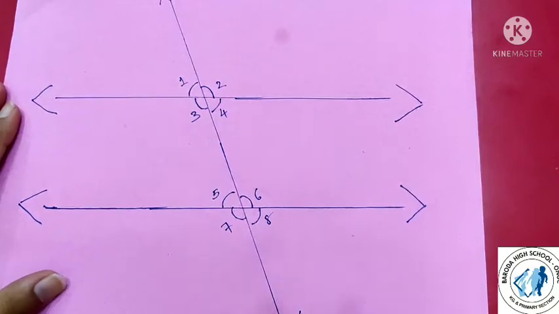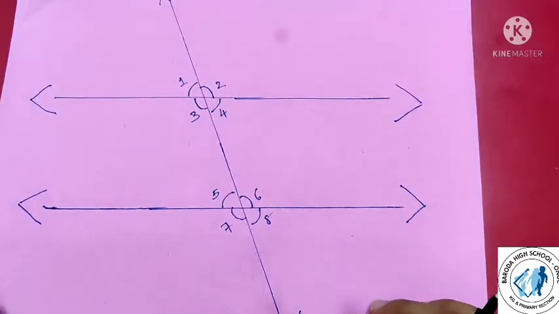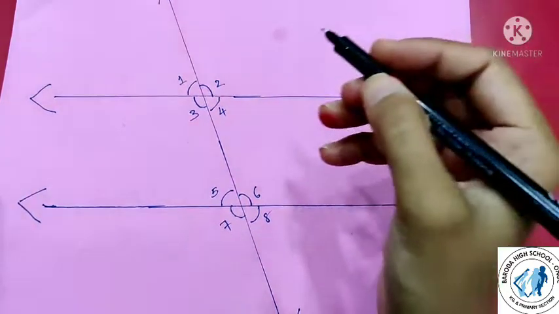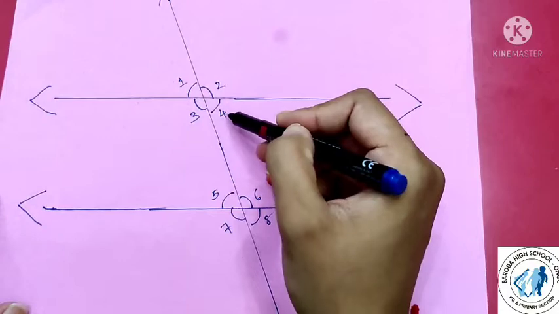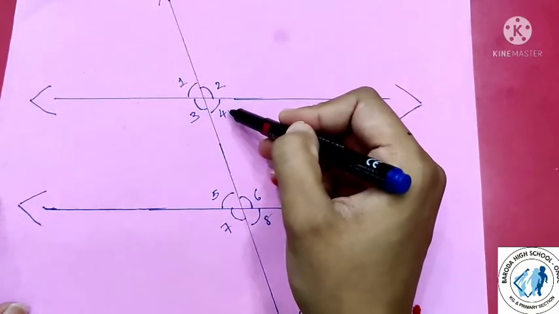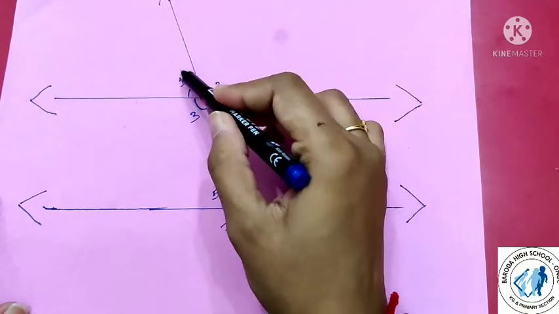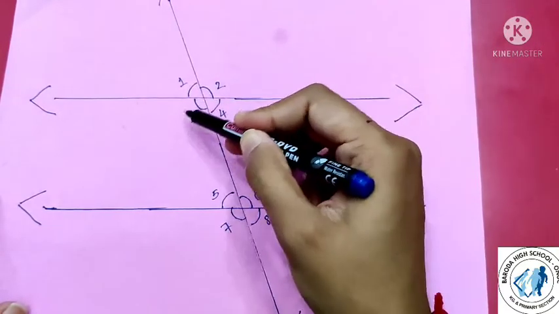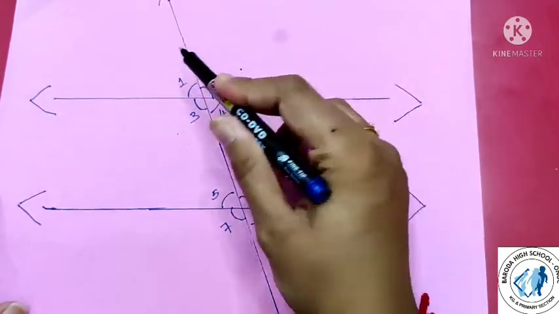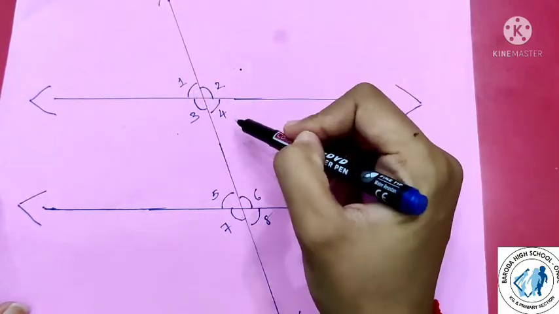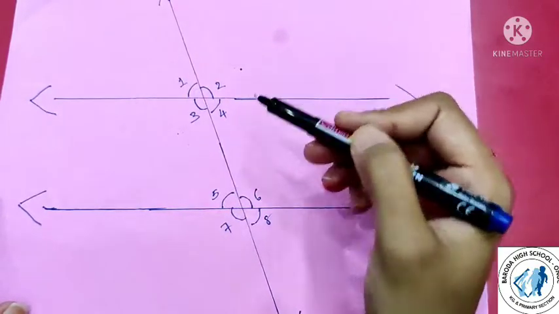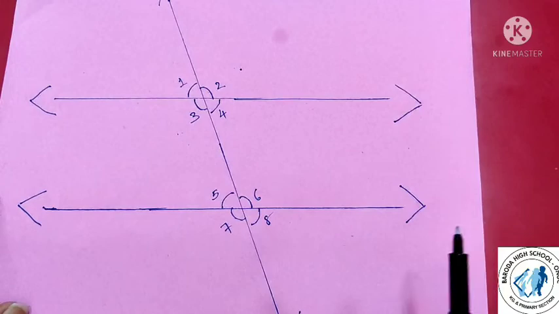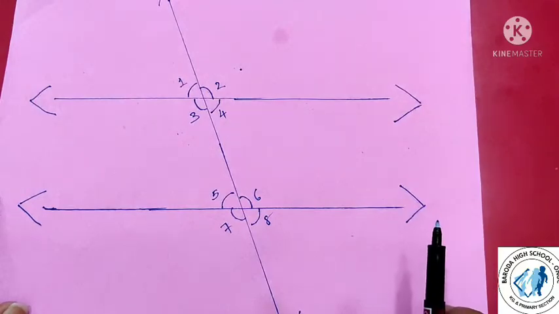Now these 8 angles are related to each other internally. How are they related? Let me show you. As we can see, these two angles are linear angles, correct? These two angles are also linear. These two angles are vertically opposite angles. These two angles are also vertically opposite angles. The same case will happen here.